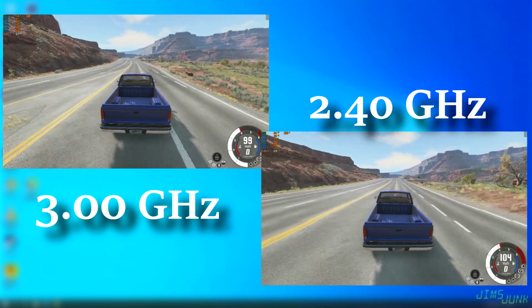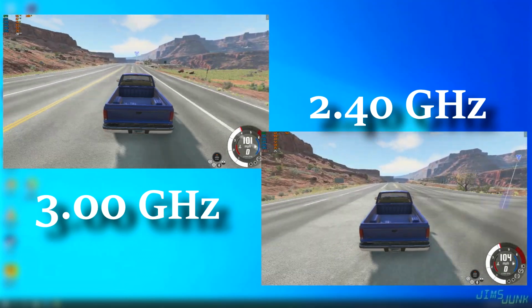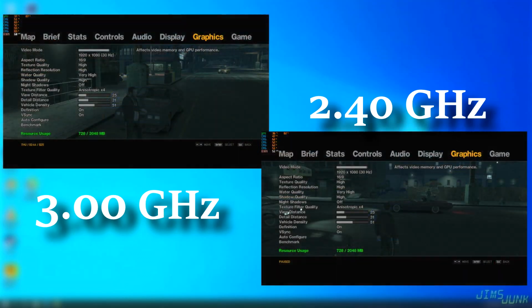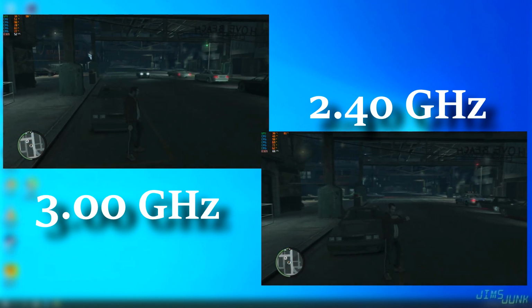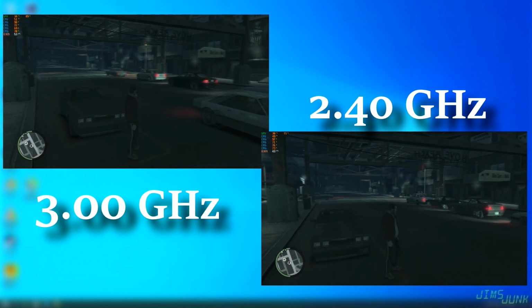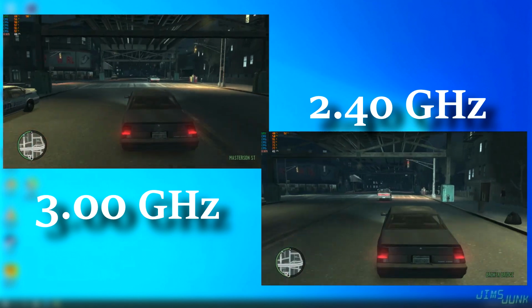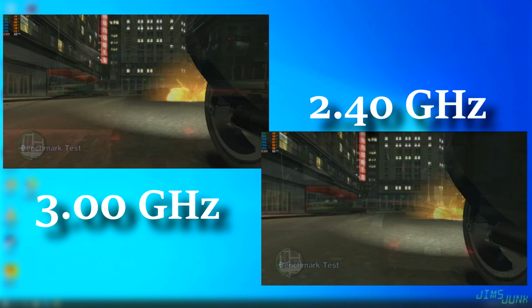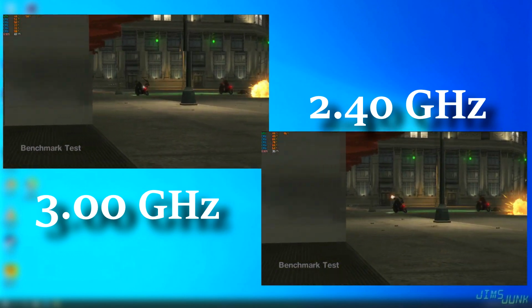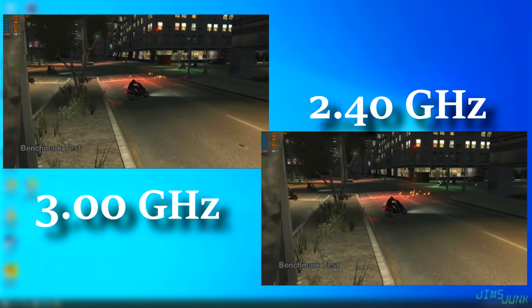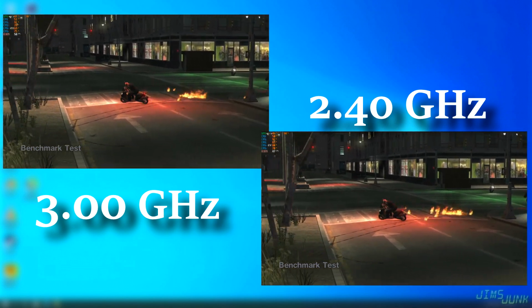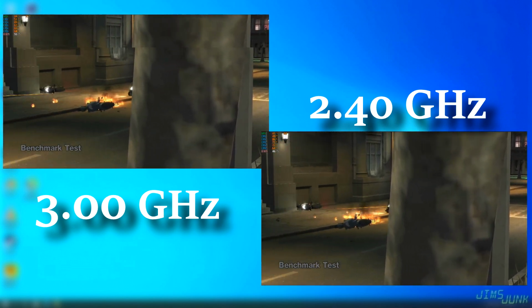GTA 4. As usual, I use the same graphic settings across each run. I saw about a 9 to 10 FPS increase with the overclocked run versus the stock one. Besides the frame rate improvement, any areas that had any kind of micro stutter with the 2.4 GHz run really were stutter free at 3 GHz. And you can also see that the GPU usage is much higher with the 3 GHz run. The built-in benchmark also confirms this.